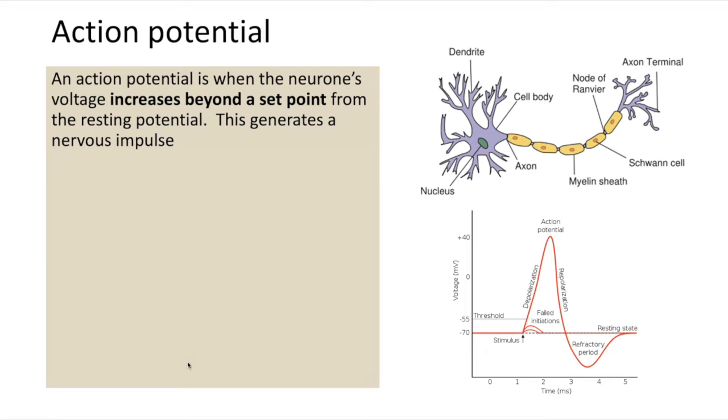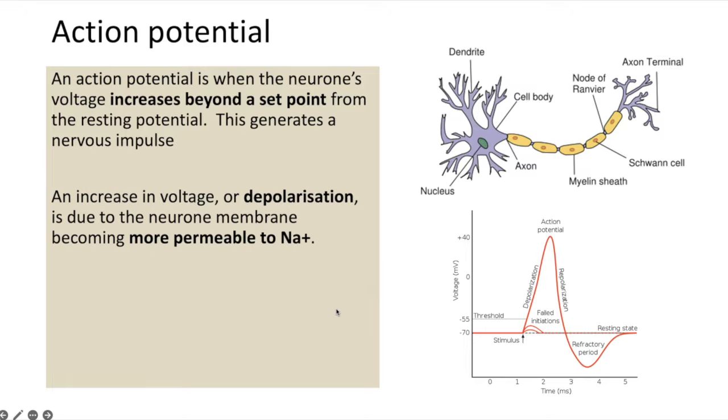So if there is a stimulus, that can result in an action potential. And this is when the neuron's voltage, or potential difference, increases beyond a set point from that resting potential. So our resting potential is minus 70 millivolts. But if we actually get a change that brings the voltage up to the threshold point of minus 55 millivolts, then you will get an action potential occurring.